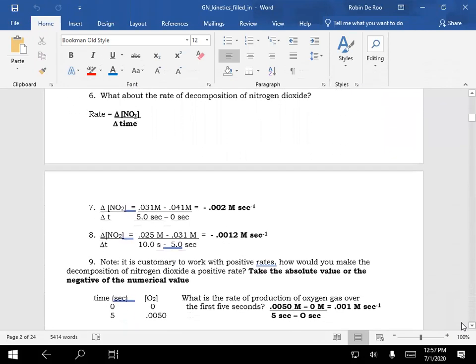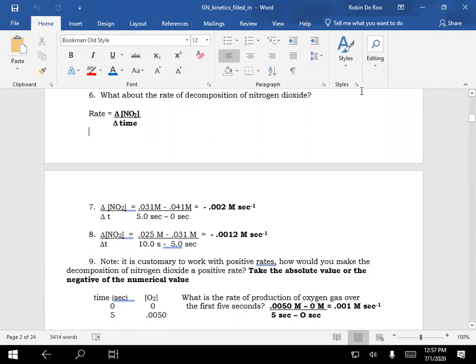So what if we were asked about the rate of decomposition of nitrogen dioxide? It would be delta concentration of nitrogen dioxide over delta time. So here we have some data. At 0 seconds, it's 0.041 molarity. At 5 seconds, it's 0.031 molarity. So our rate is a minus 0.002 molarity per second. We have our rate between 0 seconds and 5 seconds.